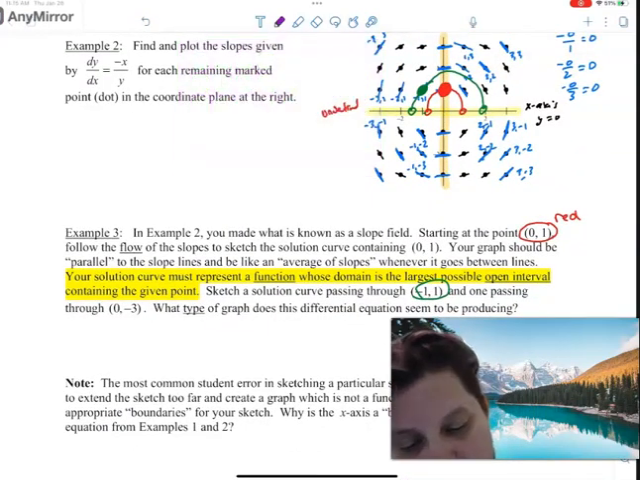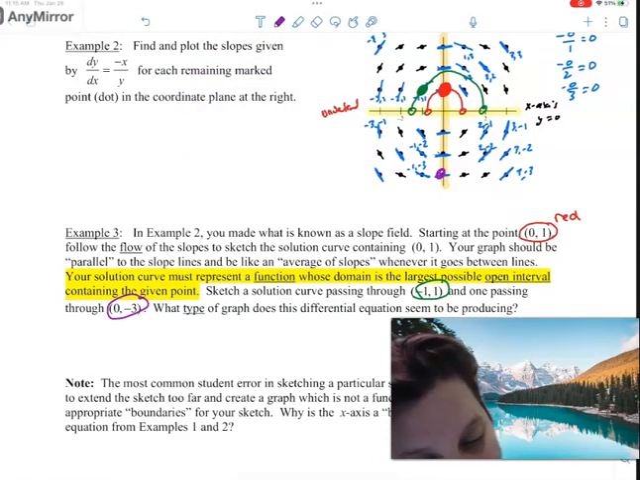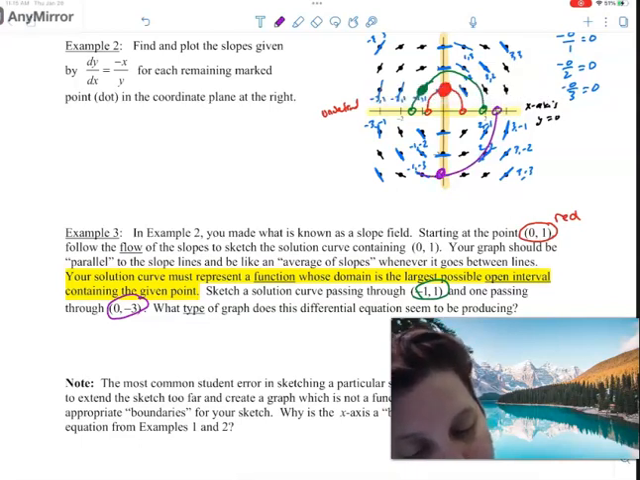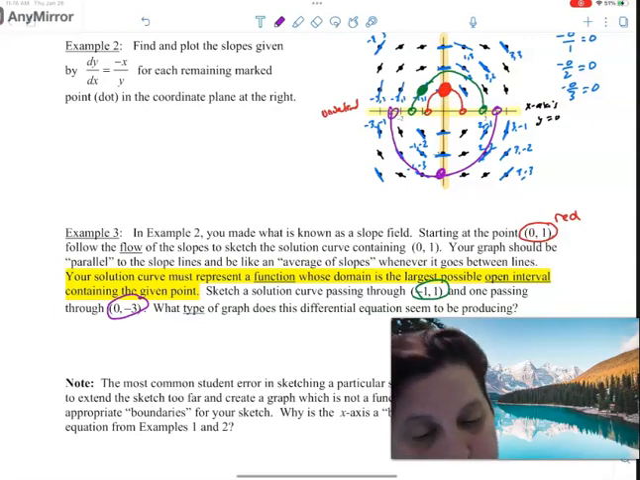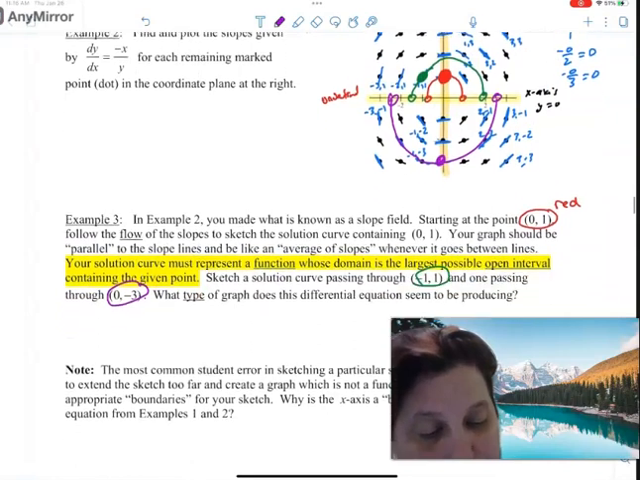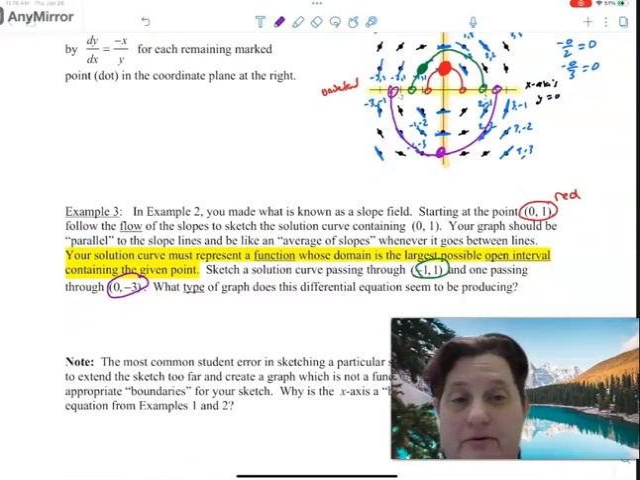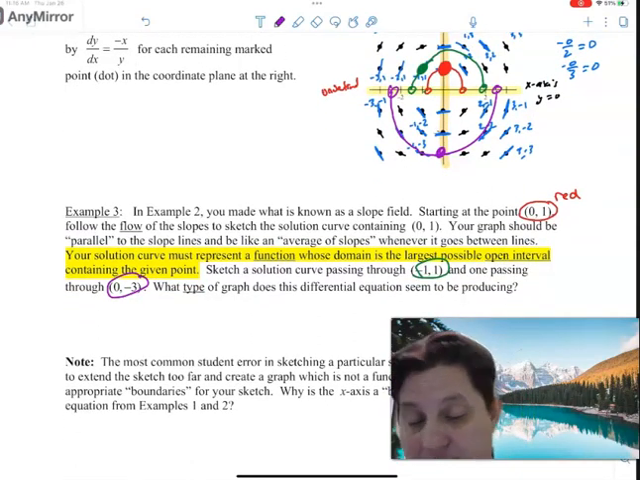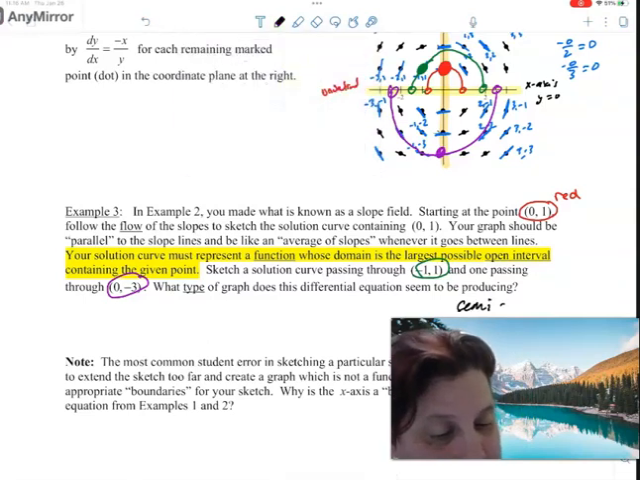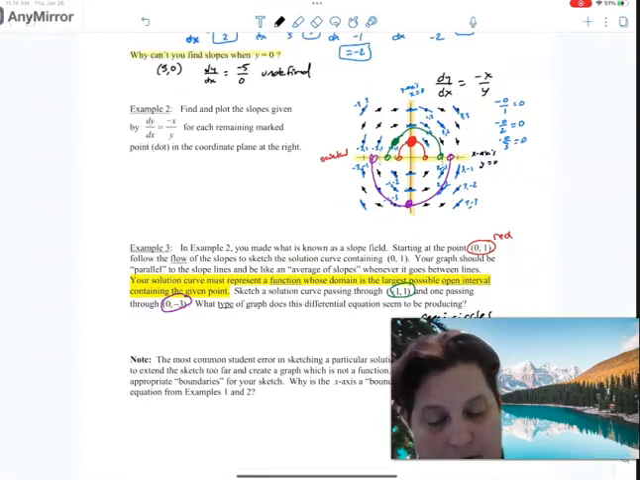Let's see. Sketch a solution curve passing through that and one passing through 0, -3. Okay, so over here, I'm following the flow to there. Oh, that was fun. And then I'm following the flow to there. All right, but again, it's stopping. What type of graph does this differential equation seem to be producing? I mean, it looks like a bunch of circles, or actually really semicircles.